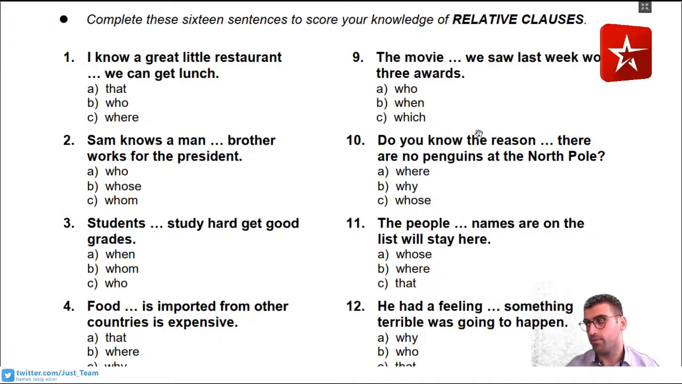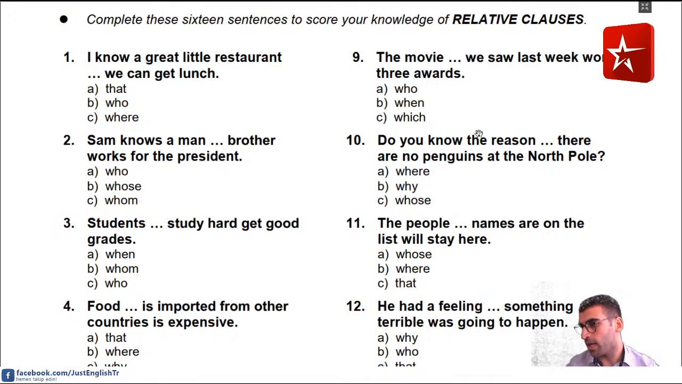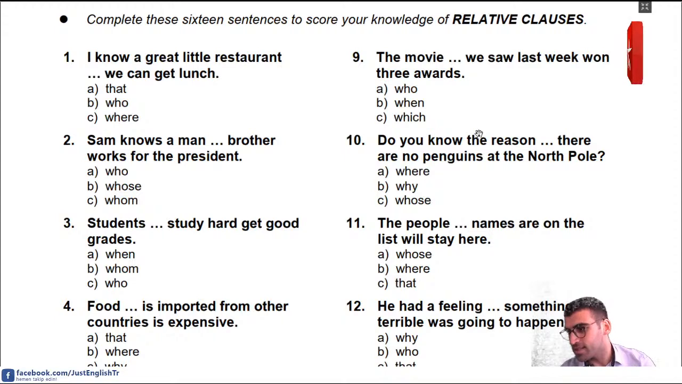Great. Next one, number 2. Number 2, Sam knows a man, blah blah blah, works for the president. Sorry, I was reading number 3. And number 2, I got all correct answers already. That is the perfect performance from my lovely students here. Okay, guys.